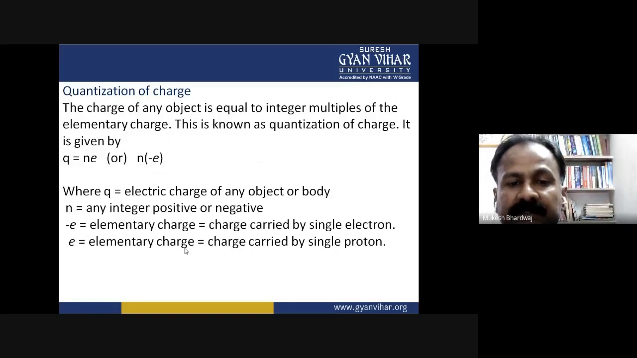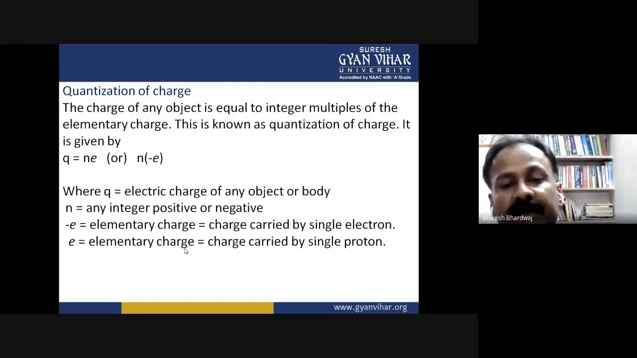This idea served many purposes. However, atomic theory of matter showed that fluids themselves are not continuous, but are made up of atoms and molecules. It was in 1897 that J.J. Thomson discovered the electron. It was in 1911 that Millikan successfully showed that charges on tiny oil drops are exactly multiples of elementary charge.